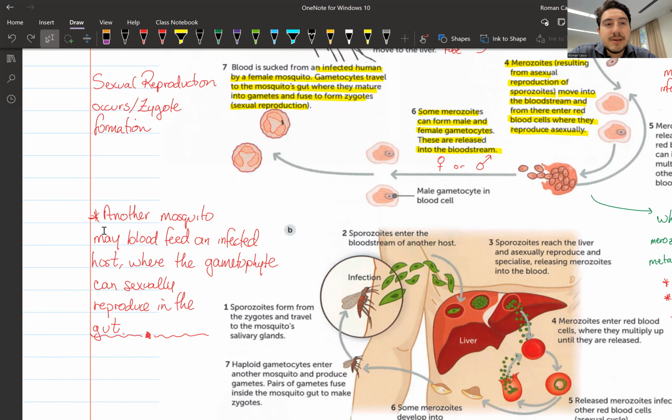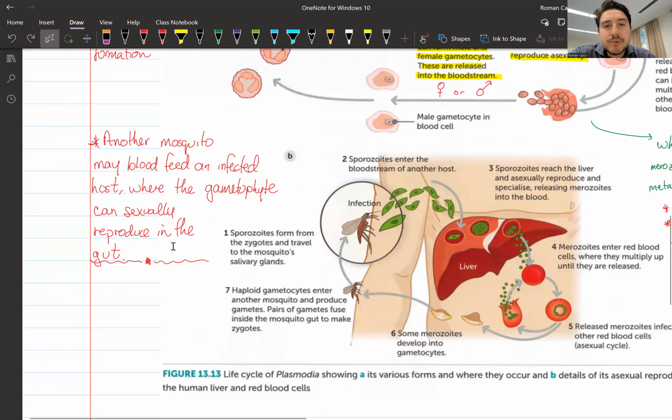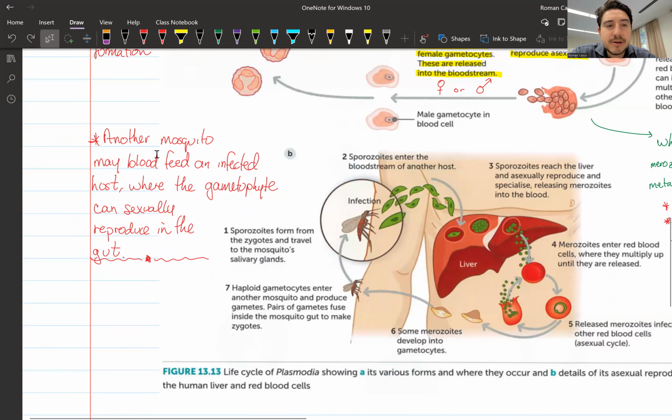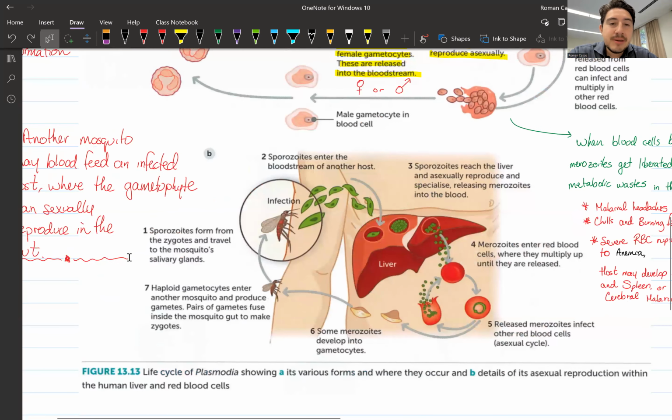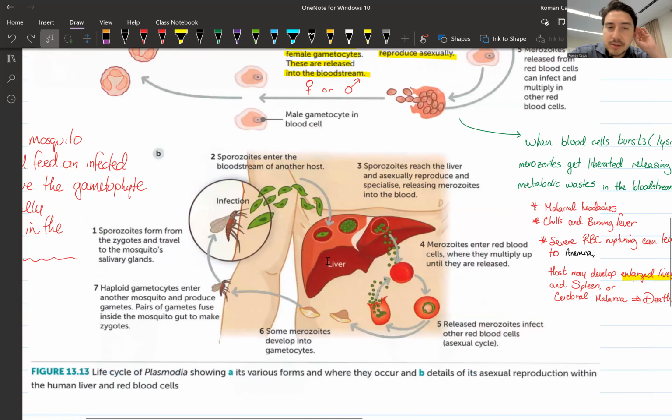Okay, so I just want to reiterate here again, another mosquito may blood feed on the infected host, where the gametophyte can sexually reproduce in the gut of that following mosquito. So this panel B just shows a little bit more in detail of what I just talked about. You can take a look at that. Again, same thing. Sporocytes form in the zygote. They travel into the mosquito's salivary glands, enter the bloodstream of another host.